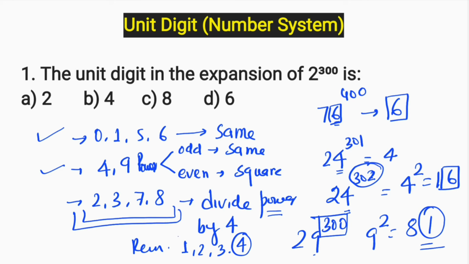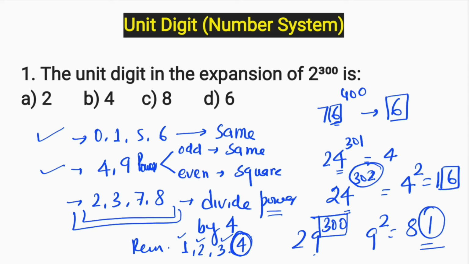Again, I repeat this. You need to divide the power by 4. In some cases you will get remainder 1, you have to write 1. In some cases you will get remainder 2, you write 2. In some cases remainder 3, you write 3. But in some cases you will get remainder 0. You will never get remainder 4 when you are dividing by 4. So when you get remainder 0, you have to write 4. Just one thing you need to keep in mind.